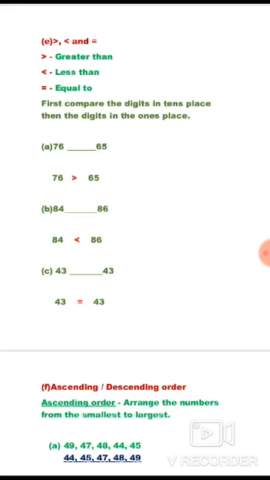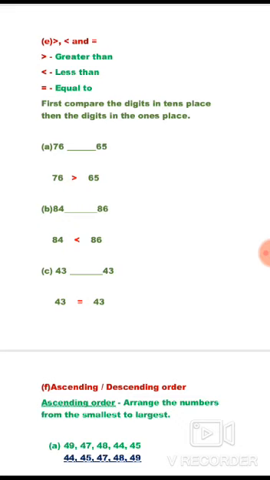And how do we compare the numbers? We compare the numbers from the tens place. We start from the tens place, then we go to the ones place. Now let us do some examples, then it will become clear to you. The first is 76 and 65. You see, first we will see the tens place. On tens place, in the first number we have 7. In the second number we have 6. So which number is bigger? 76 is bigger. You don't need to go to the ones place.